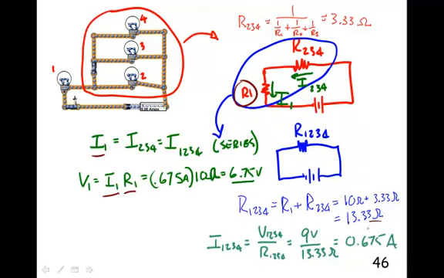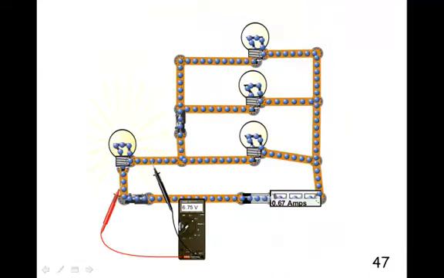Well, I1 was this 0.675. R1 was a 10 ohm light bulb. So I ended up with 6.75 volts. Let's check that. Sure enough, 6.75 when I put my leads across that one light bulb.